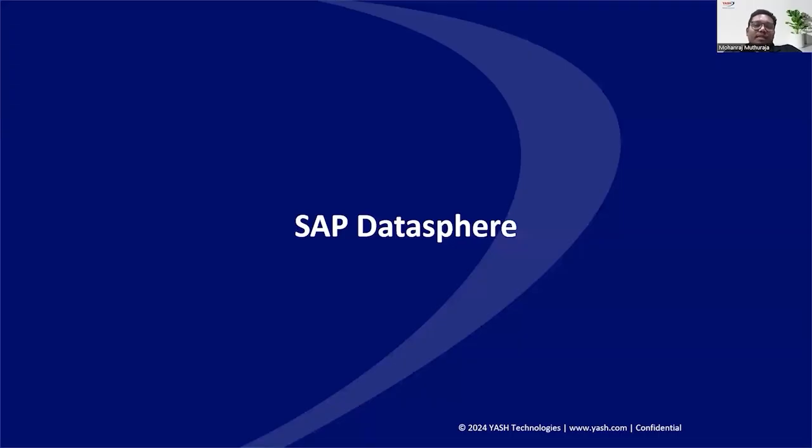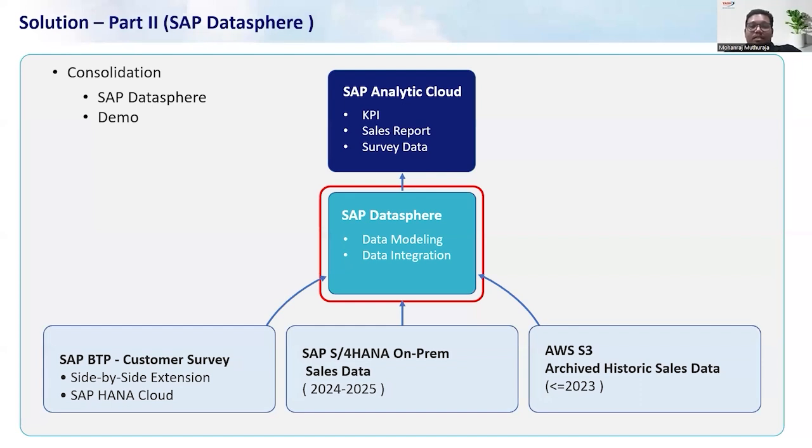So before we go into DataSphere, let us just recap what we have done. So we had three source systems. One is BTP, which is a HDA container, and another one is SAP S/4HANA on-premise system, which is our e-commerce system, and another one is AWS S3 box. So from BTP, we want to retrieve the customer survey details of our current financial year sales data. And from SAP S/4HANA, we're going to retrieve the current financial year sales data. And in AWS S3, we'll be retrieving the historical data of the sales.